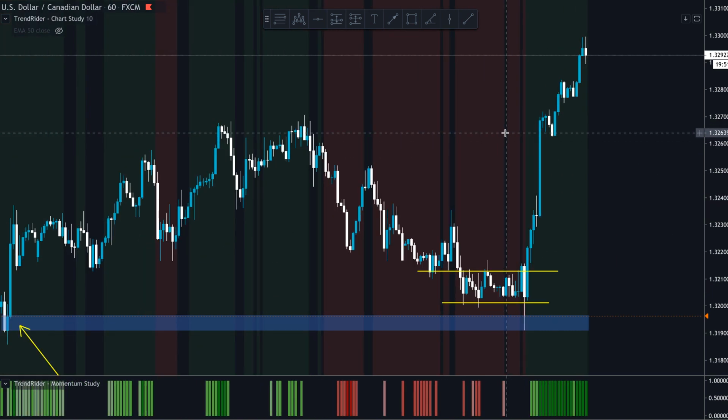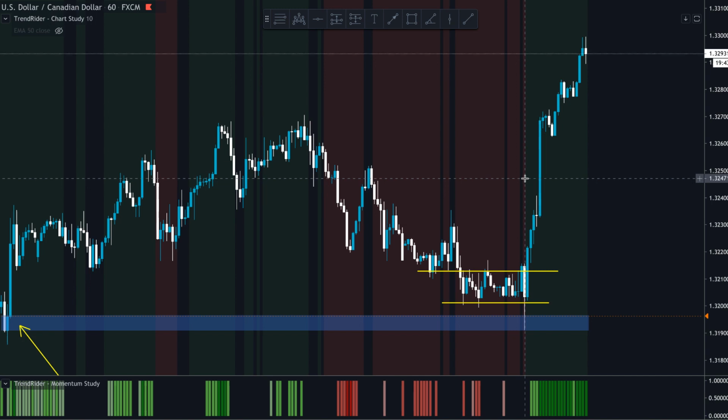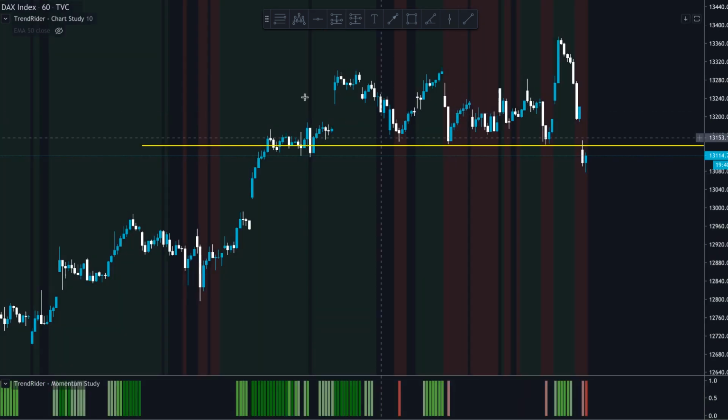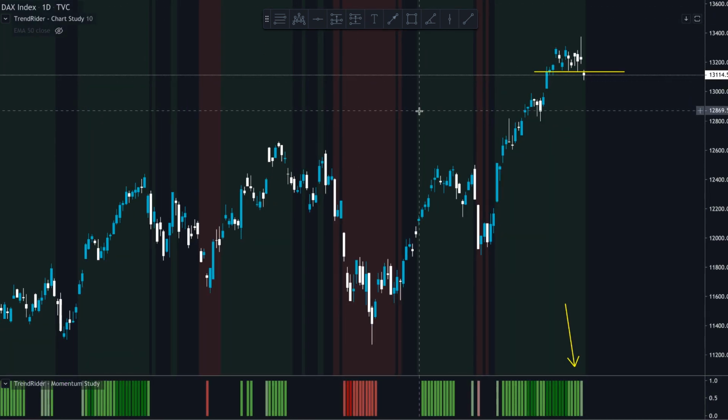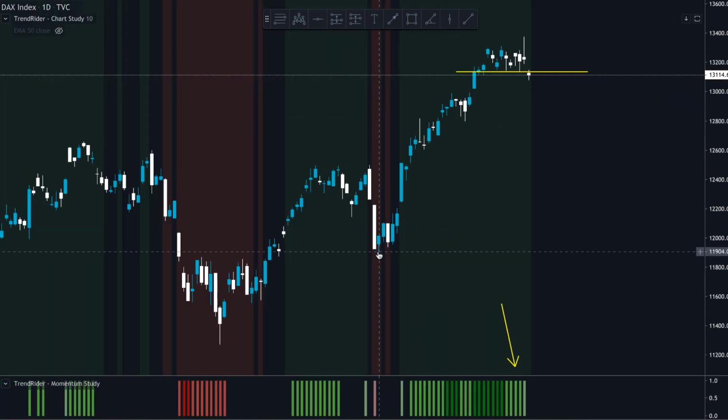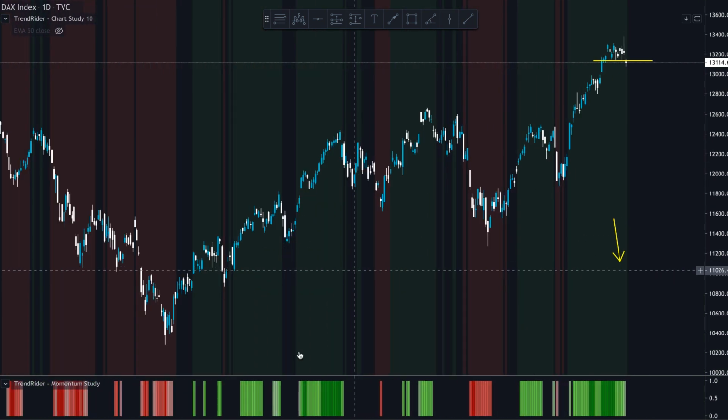So this is another way how you could have used the trend rider as well, with a combination and confluence of many different levels or many different things. One thing that I am looking at right now is the DAX. I'm looking for a potential short breakout. So the market, if you zoom out, it has been rallying since January 2019. Or end of 2018, so almost 1 full year.